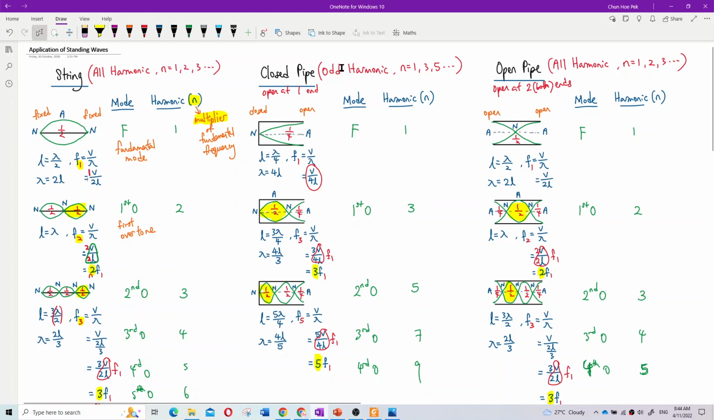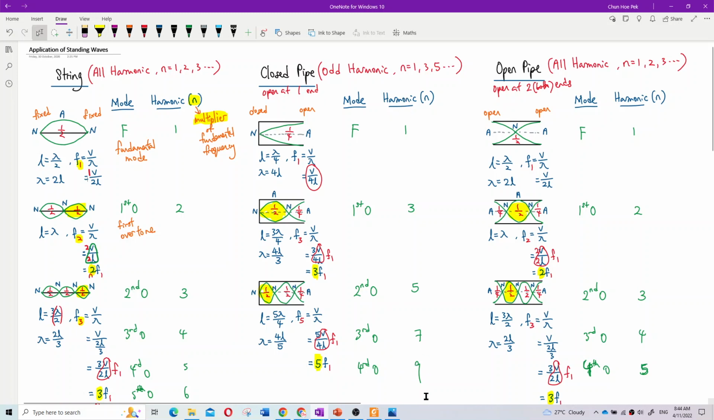There are some examples like a closed pipe, which doesn't have all multiples of frequency. The fundamental mode is the first harmonic, but then the first overtone becomes the third harmonic. It's not the second harmonic. It jumps to the third harmonic, and then it jumps some more to the fifth harmonic, seventh harmonic, ninth harmonic. So what is this number?